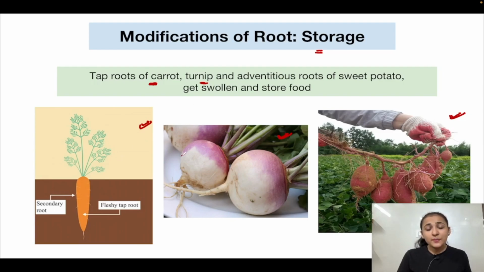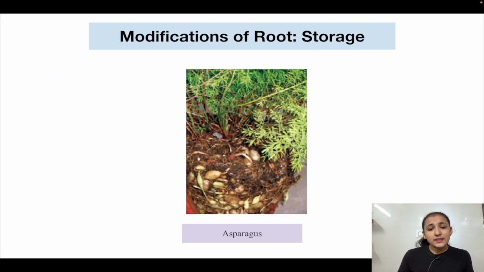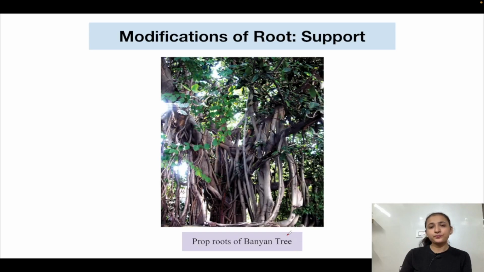In both of these, the main root system, the tap root system, has modified itself, but here adventitious roots have modified themselves. So these both are the modifications of tap root system, and this is the modification of the adventitious root system. See, in asparagus also, the roots have modified themselves and they have got swollen in order to store food. This is also modification of root for storage, an important example again.